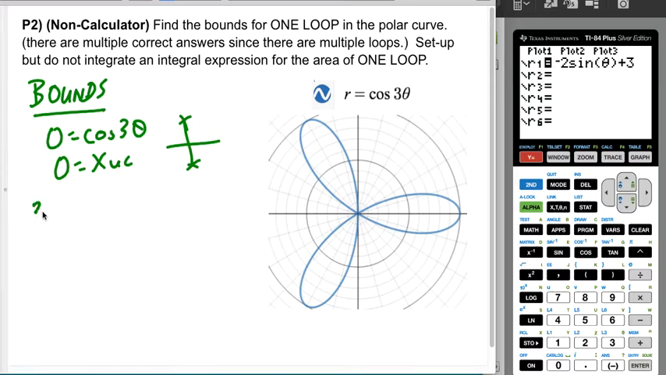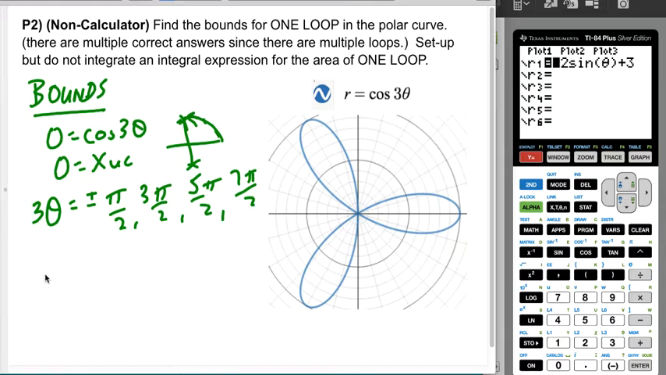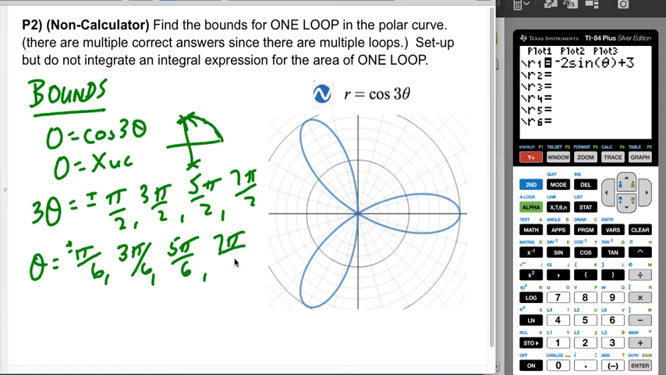So my 3 theta is going to be plus or minus, because in this situation, this would be a positive pi over 2, but it's a negative pi over 2, etc. So pi over 2 and 3 pi over 2 and 5 pi over 2, all the odd pi over 2s, 5 pi over 2, 7 pi over 2, etc. Right, all of those. So I'm going to get that my theta is pi over 6 and 3 pi over 6, which we'll clean up in a sec, and 5 pi over 6, 7 pi over 6, etc.